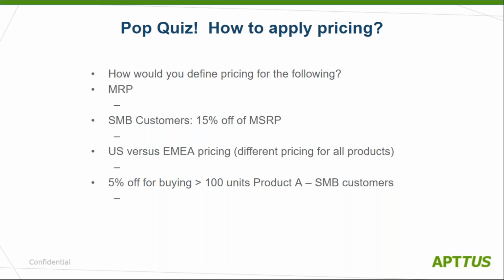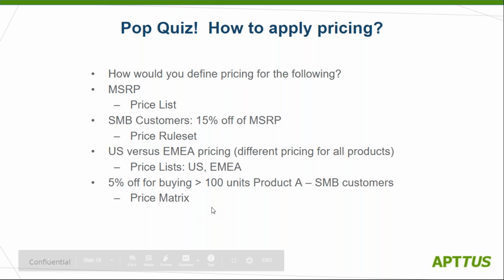Okay. And then the last one, 5% off for buying greater than 100 units of product A, for SMB customers. It will be a price matrix, because we are talking about a single product A. Okay. So yes: price list, price rule set, price list for US and EMEA, and price matrix.